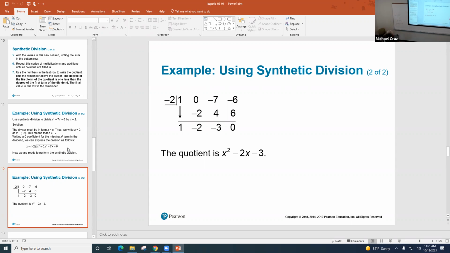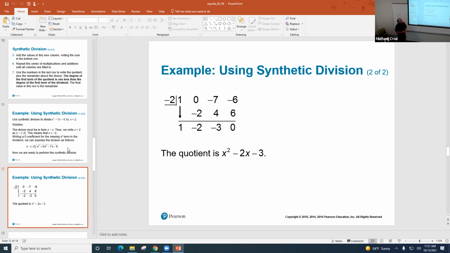Yes, that thing's always, no matter what that is, that comes down first to get you started. It primes the pump, so to speak, and then you just multiply, put it there, add. Multiply, put it there, add. Multiply, put it there, and add.